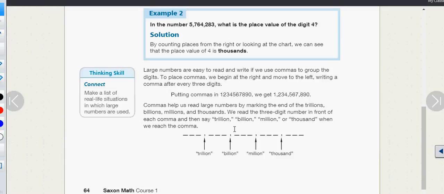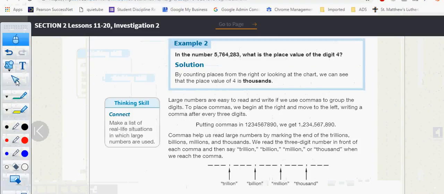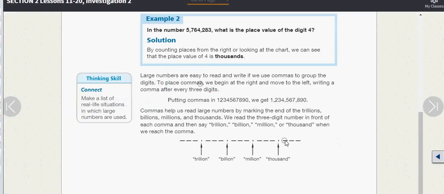Large numbers are used in a lot of situations, you know, numbering a crowd at a concert perhaps, or the number of dollars in your bank account. To place commas, remember we begin from the right and go to the left and group every 3. And that helps us read it, and it also helps group the basic labels of digits.